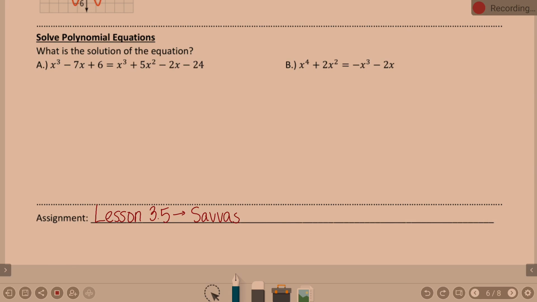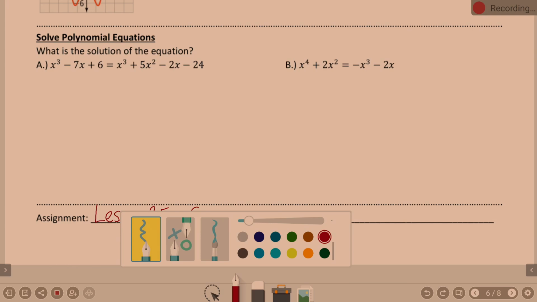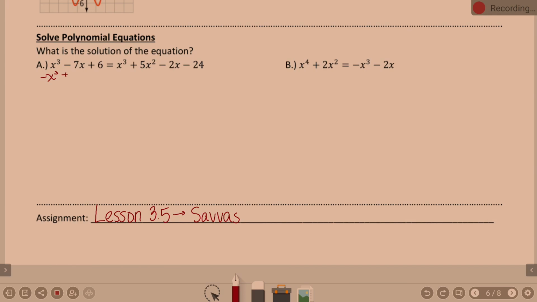Okay. So if we're going to do that, that means I'm going to subtract x cubed. I'm going to add 7x, and I'm going to subtract 6, yes? So let me write these in. I said I'm going to subtract x cubed, add 7x, and subtract 6.